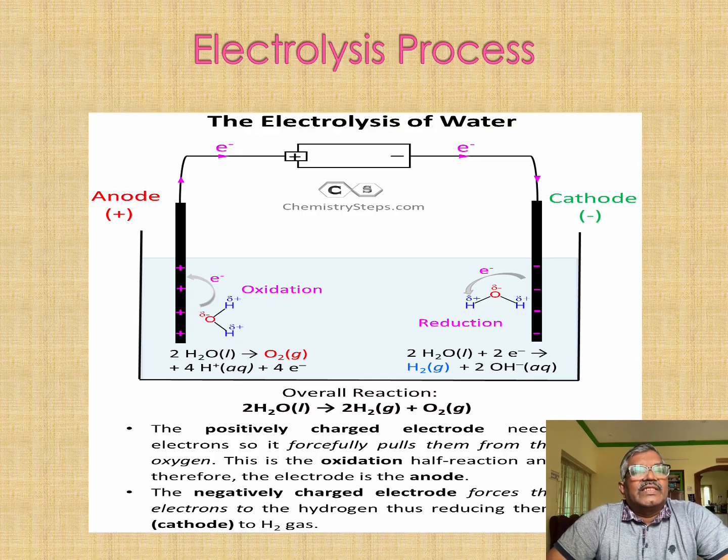See here, it is the electrolysis process. In the beaker there is water and there are two electrodes, one is the anode, the other is the cathode. You know that the positive electrode is known as anode and the negative electrode is known as cathode. If you apply current, what will happen? In water, bonds will break down and new bonds will form. At the anode, oxygen will form. At the cathode, hydrogen gas will form. So this is the electrolysis process.